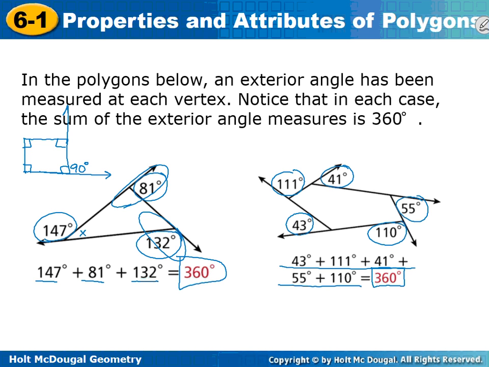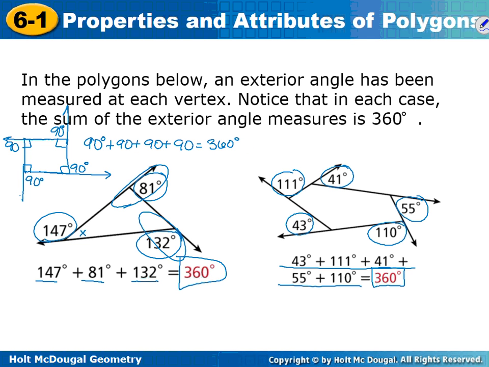Okay, so if this one's 90, let's go out here. What does this angle have to be? 90. Keep going. What does this exterior angle have to be? 90. And then one more, 90. What is 90 times 4? 360. What do you notice? The sum of the exterior angles is always going to be 360.